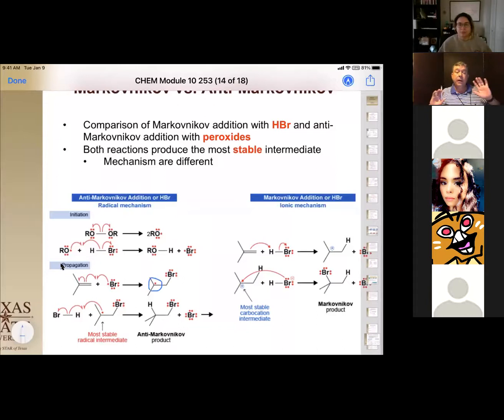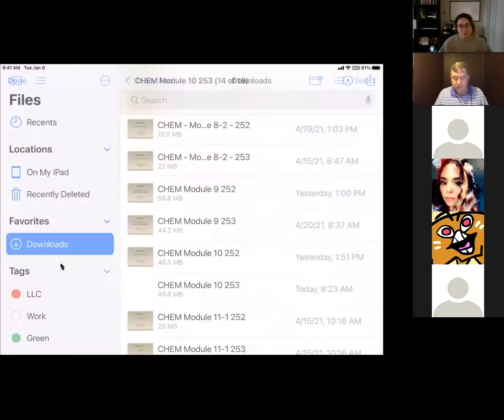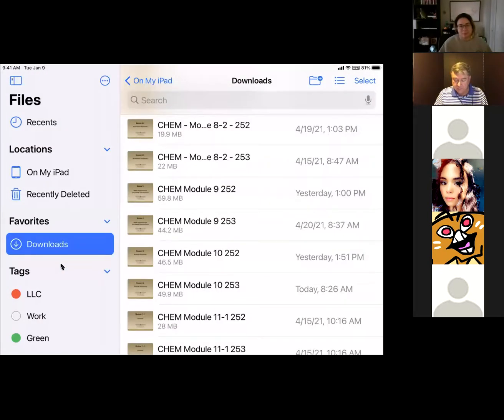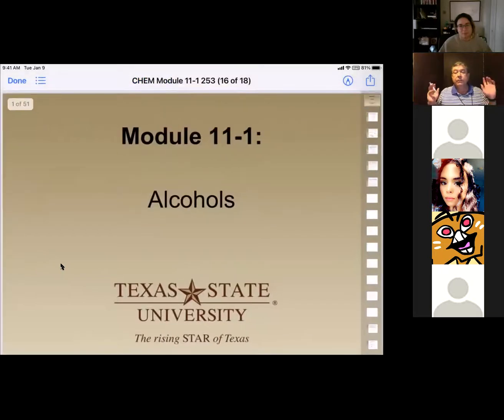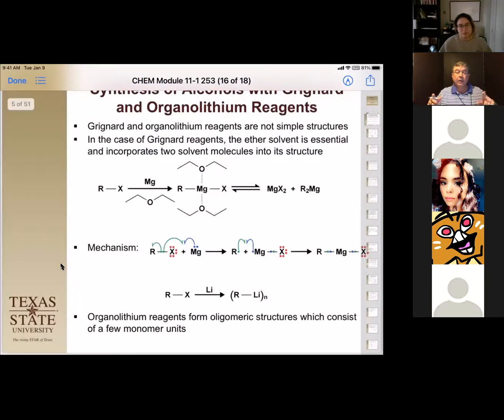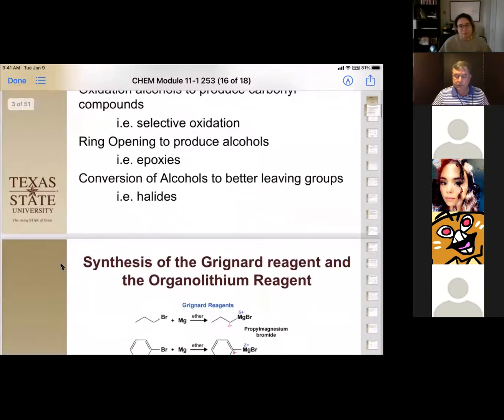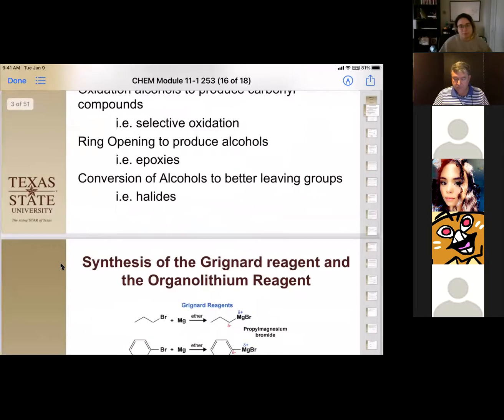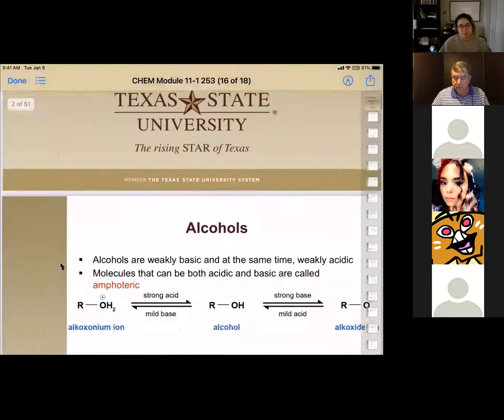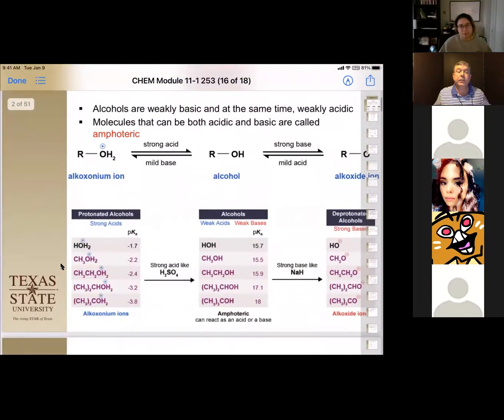Okay, so now we're going to switch gears and get into our last chapter, which is alcohols. What we're going to do with alcohols is, the first thing we're going to look at is their properties. Now remember, go back and look at how to name these. Don't forget about that. So alcohols are, of course, one of those functional groups we like.